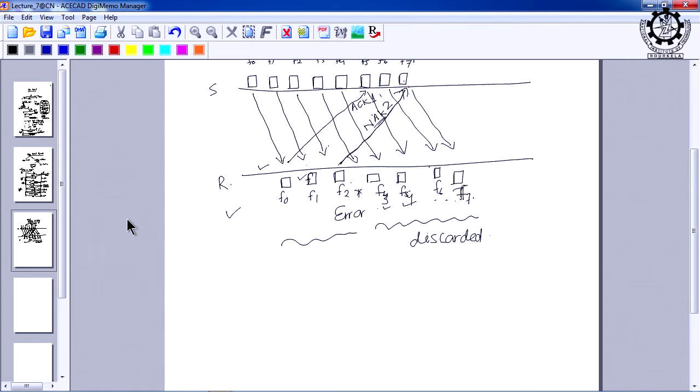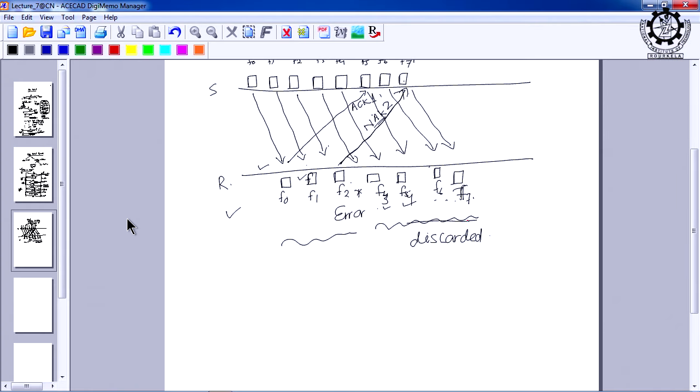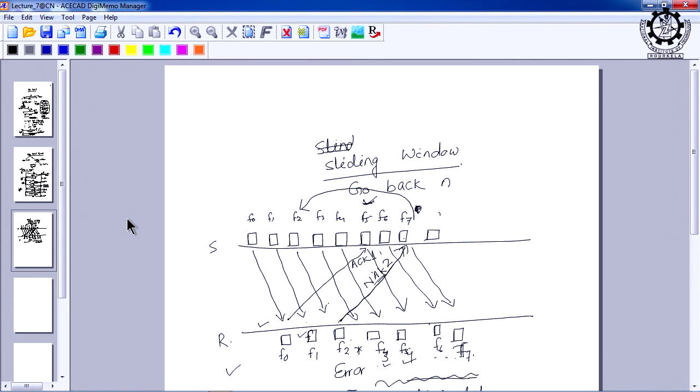That frame is required to be retransmitted. The reason is that the receiver cannot process a frame which has come out of sequence. So, without F2, even if F3 and F4 come to the receiver, it cannot process them unless it receives F2. So, what does it have to do? It has to drop all the frames since the erroneous frame and wait for the frame to be transmitted again. So, now comes your F2 again.